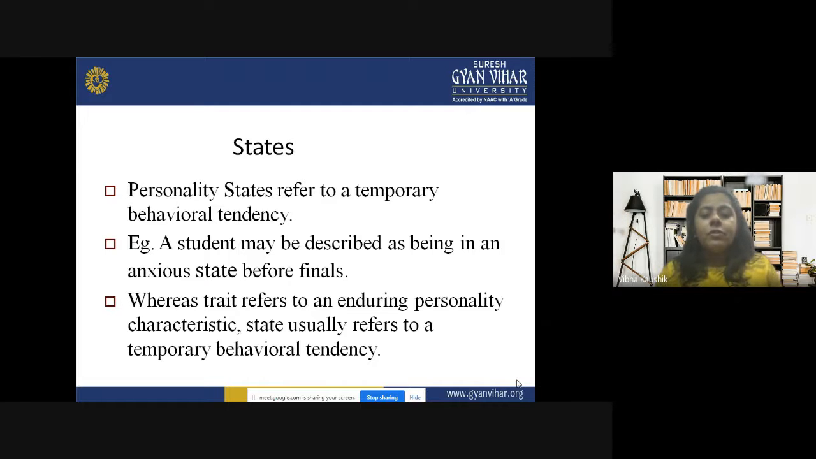Whereas trait refers to an enduring personality characteristic, traits are the enduring personality characteristics that are possessed by an individual. States usually refer to a temporary behavioral tendency among individuals.